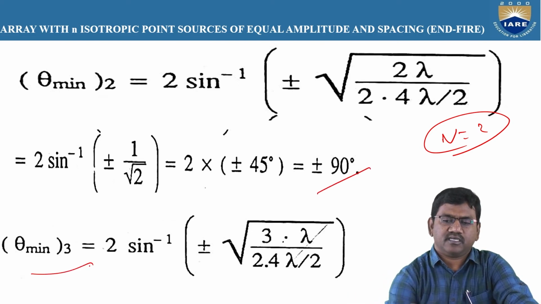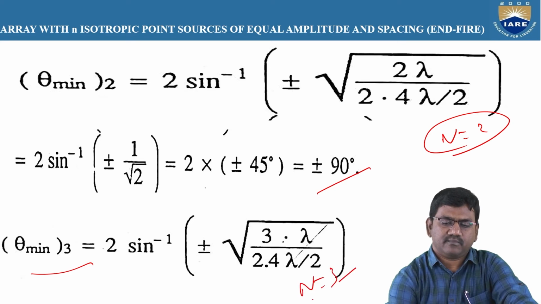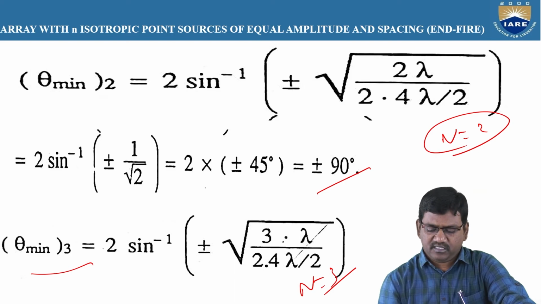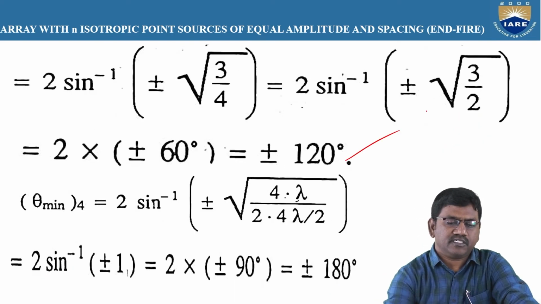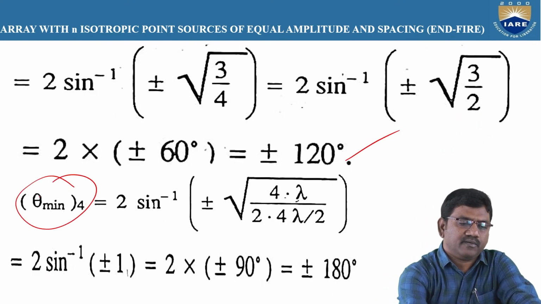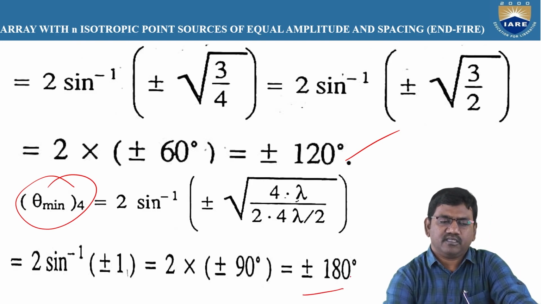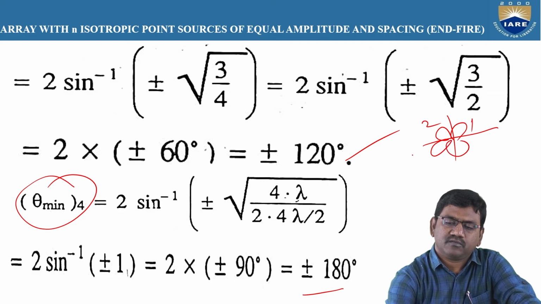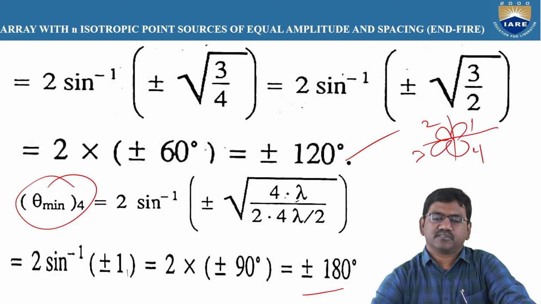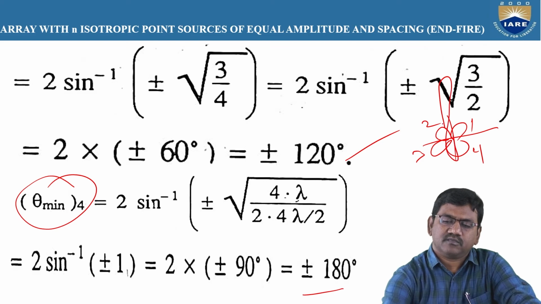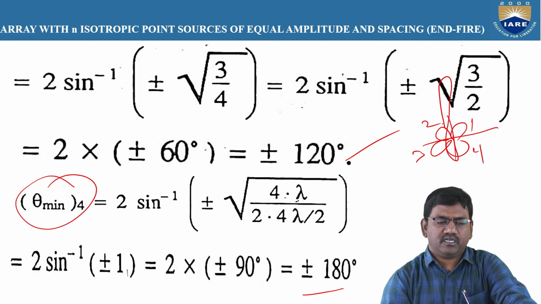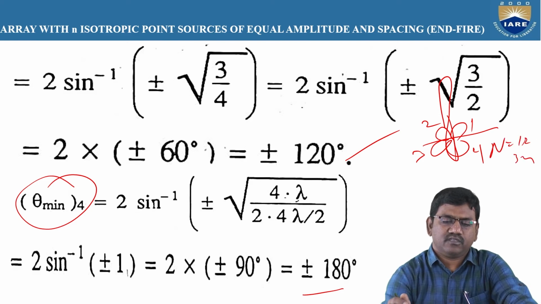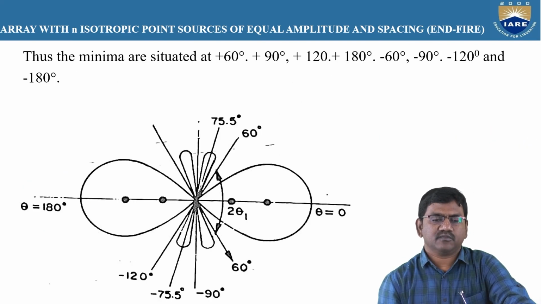Similarly, if you find n equal to 3, the third minor lobe, you will get plus or minus 120 degrees. Similarly, if you want to find the fourth minor lobe minima, that means 1, 2, 3 and 4, these are known as minor lobes and this is the major lobe. So to find the 4 minor lobes, substitute n equal to 1, 2, 3 and 4. You will get in different directions what the minor lobes are.